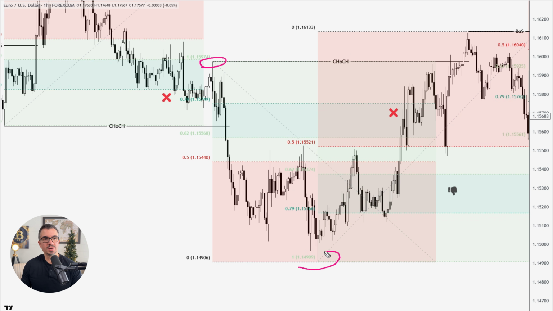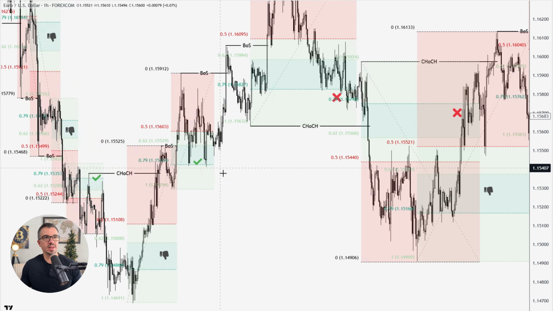We got the move down here to this external low. The market came up here. This resulted in a change of character, as you can see right here on this candle. The second we got the close above here, this was a bullish change of character telling us that bulls were in control. And if I move over here, you can see that that was certainly the case.